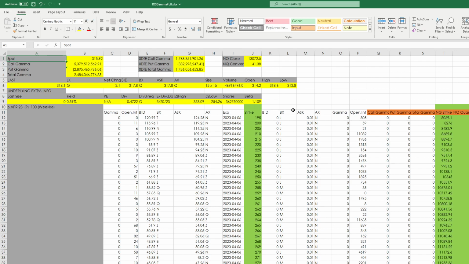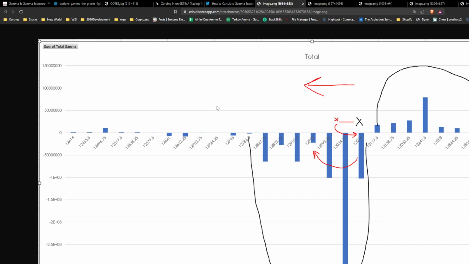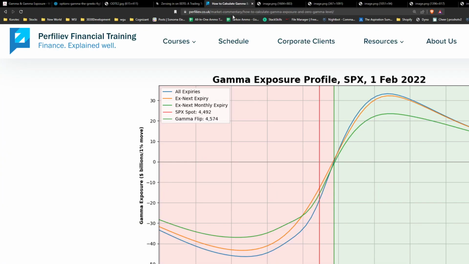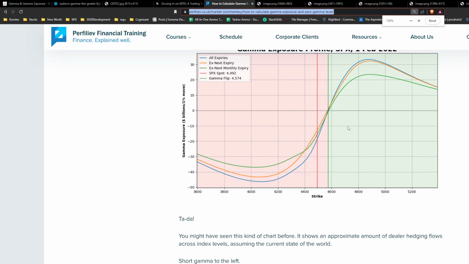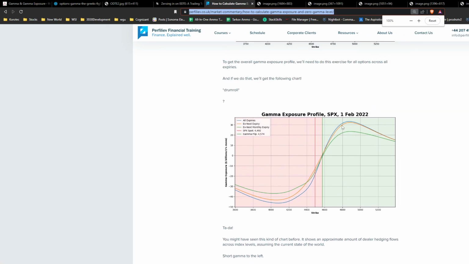Now, I have a few more things here than what you can do, but I do have Perf Leaves link that we talked about a little bit earlier, which was this guy here. And this particular link, how to calculate gamma exposure and 0 gamma level, has everything you need to build the spreadsheet from the ground up, so that you at least know how to build the spreadsheet, and then I can fill in the rest of the information for you if you reach out after you've looked at this link.